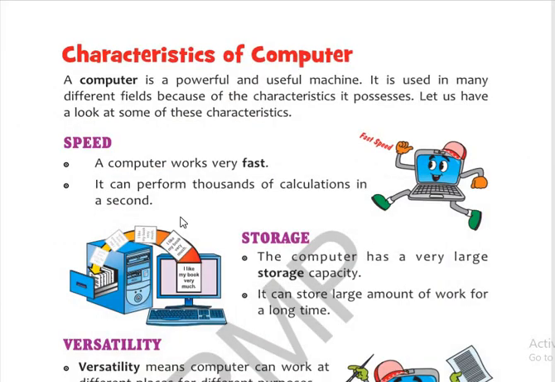Speed. Now you all know that computer works very fast. Whatever operations you give to the computer, thousands of calculations, it will just perform in a second. So speed is one of the characteristics of a computer. Then second, storage. A human brain can store only something that is very much related to them, but computer can have a large storage capacity.